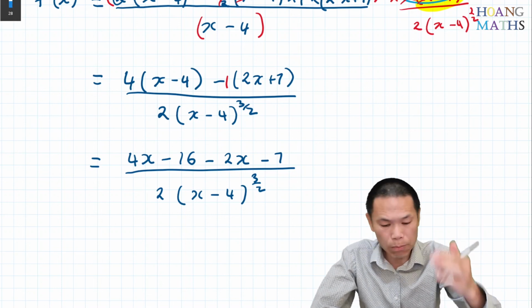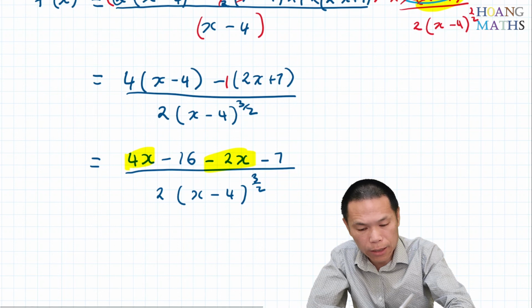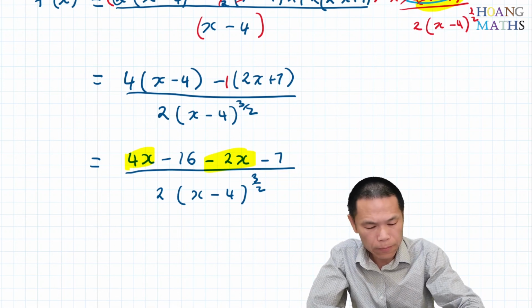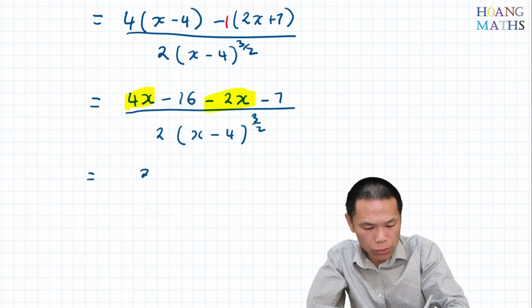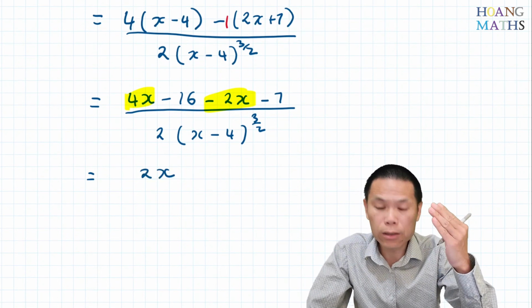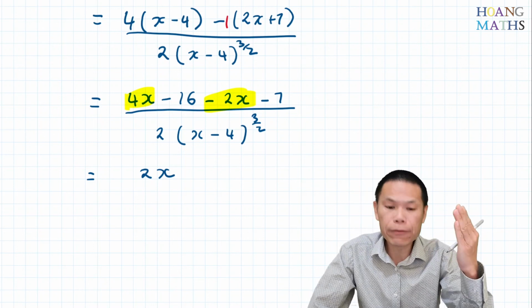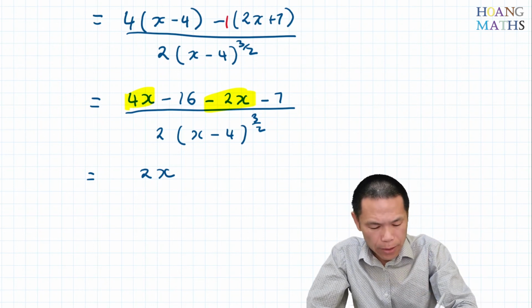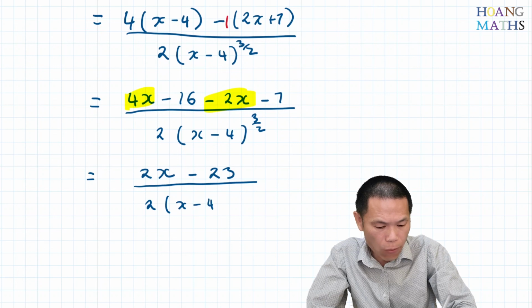So now I just simplify by collecting like terms. So this minus that gives me 2x. So that is equal to 2x. And then 16 plus 7 is 23, and negative 16 minus 7 is equal to negative 23. And it's over 2x minus 4 power of 3 over 2.